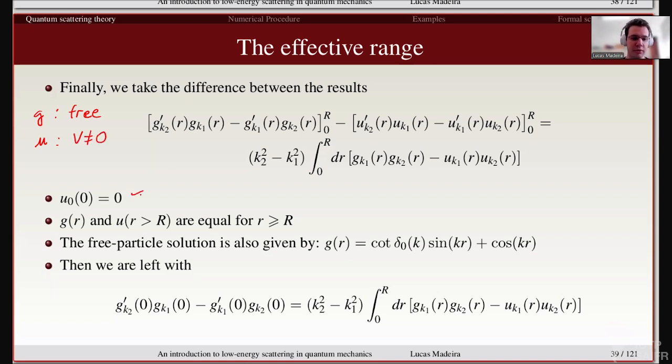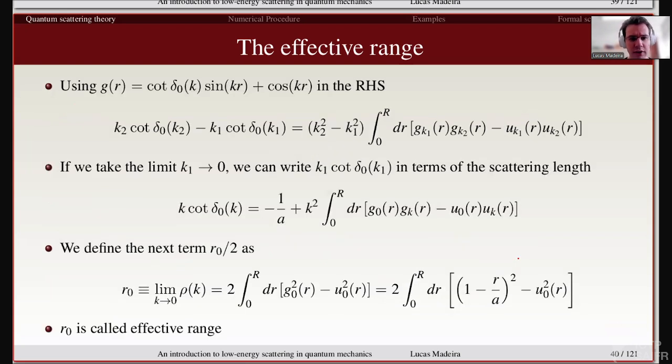I can substitute the boundary condition that I used before. I can use the fact that outside of the range of the potential, the free particle solution and the scatter solution are the same. So that's going to cancel a bunch of terms. I can substitute the functional form of the free particle solution. Okay. If I do all of that, I get this equation that I probably wrote on the next slide. Yes. So I get this one here.